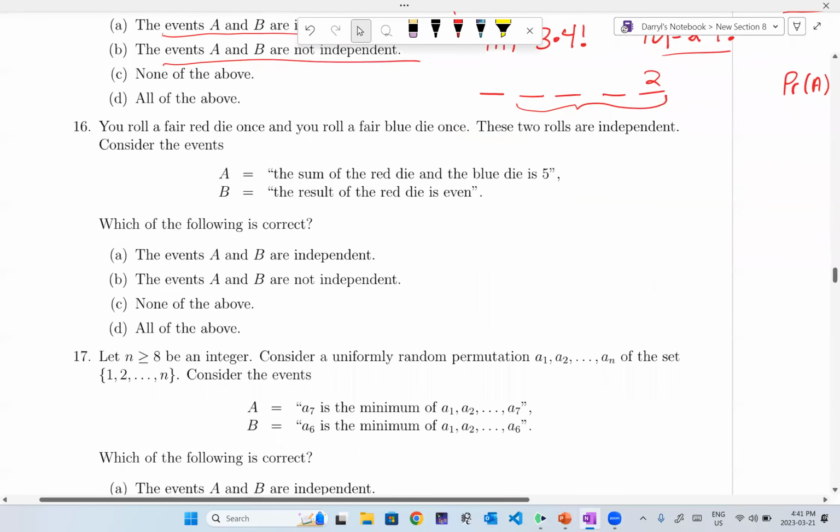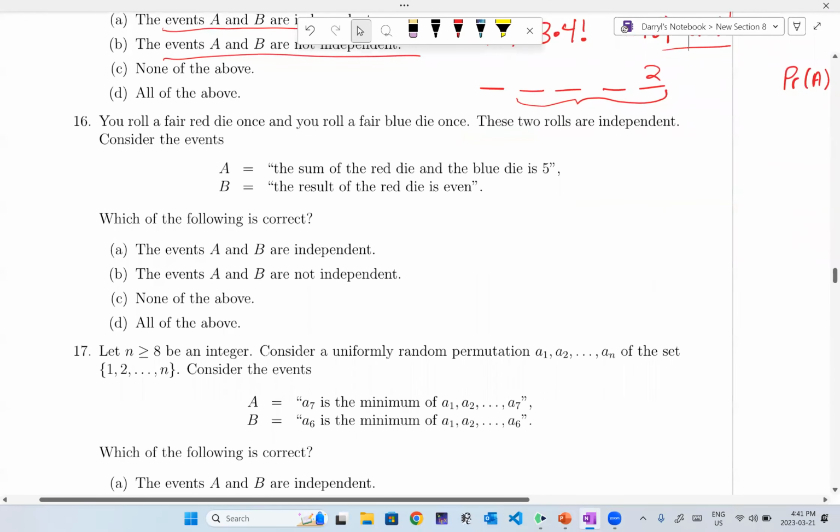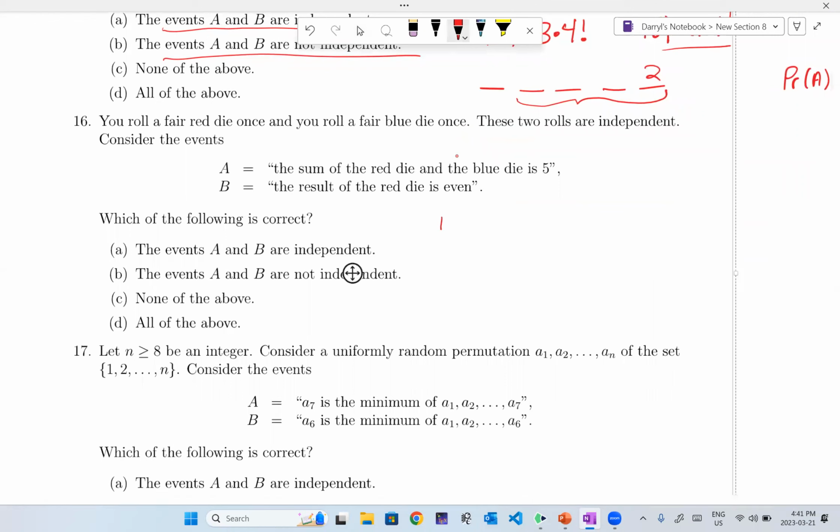Roll a fair red die, a fair blue die. These rolls are independent. We have 2 events, and again, it's going to be probability of A intersect B equals probability of A times probability of B. Now, obviously, you guys can do what you like, but whenever I do these questions, even just to prove them to myself, I always start with the formula. It's always good to know exactly what you're trying to prove and exactly what information you need to either prove or disprove this.